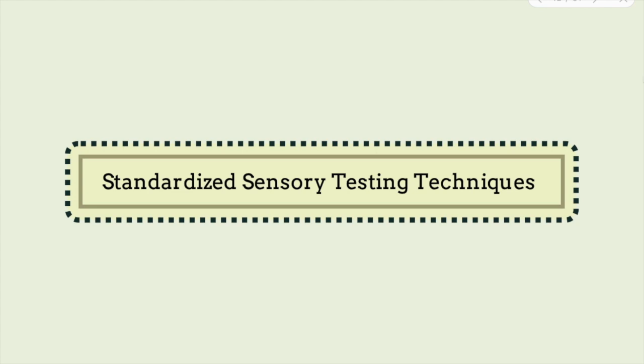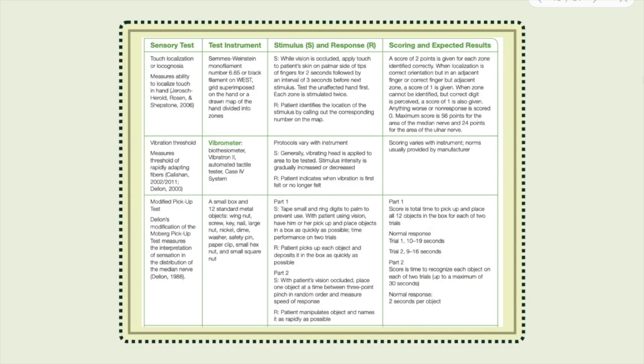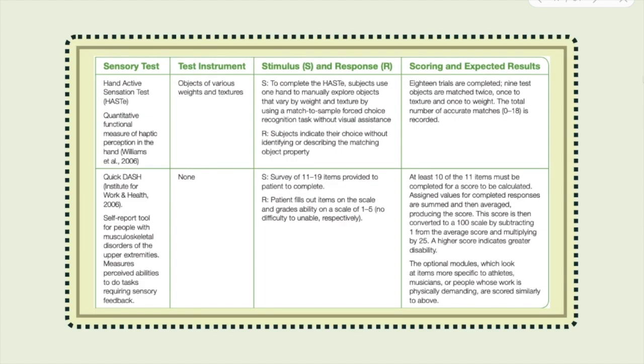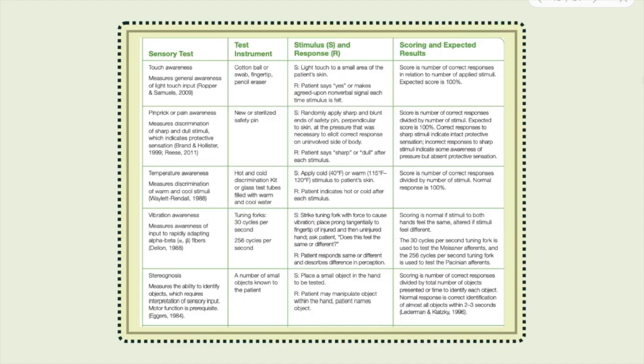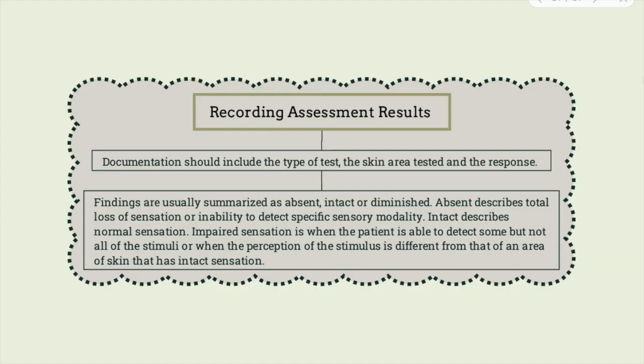I included some of the standardized sensory testing techniques that the book mentioned, and that's things like touch threshold, static 2-point discrimination, moving 2-point discrimination, touch localization, hand active sensation test, quick dash, so things like that. And then some of the non-standardized sensory testing techniques that it mentioned, and that's like touch awareness, pinprick or pain awareness, temperature awareness, vibration awareness, stereognosis, Moberg pickup, proprioception, and kinesthesia.